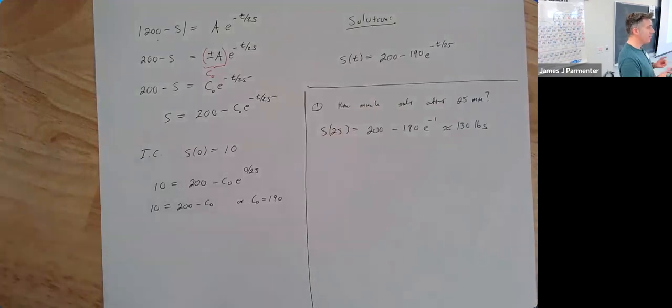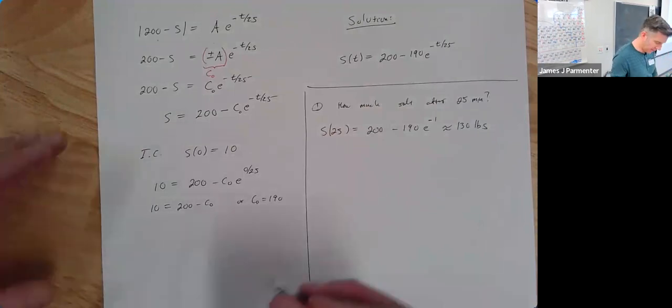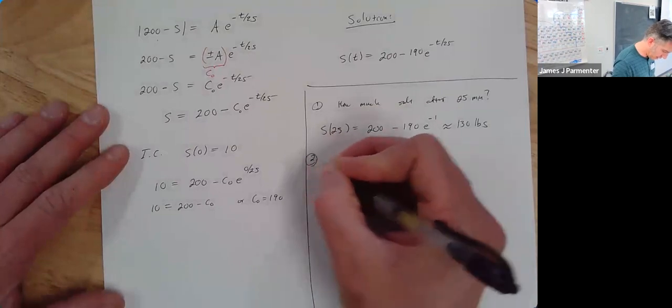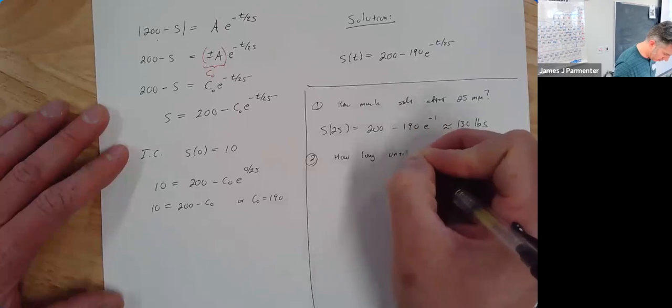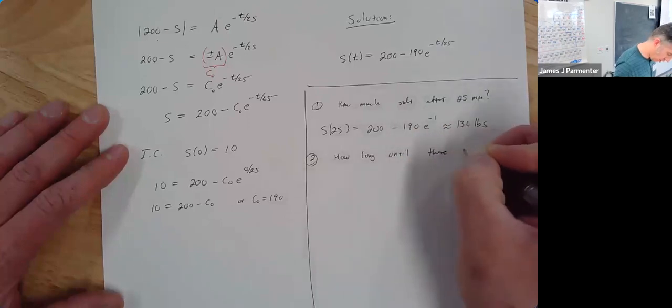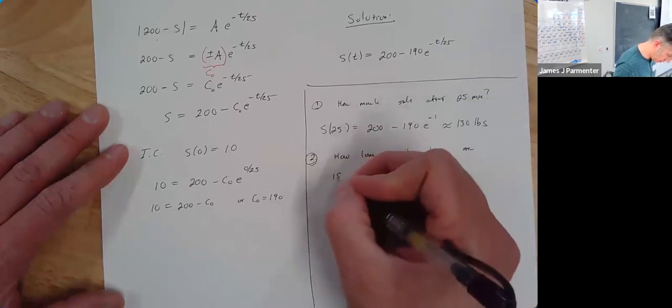Or you could ask the other type of question, which is instead of saying how much stuff is there at a certain time, you can say how long will it take until there's a certain amount of stuff. So we could ask another question like, how long until there are 180 pounds of salt in the tank?